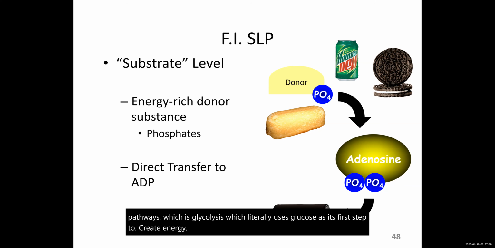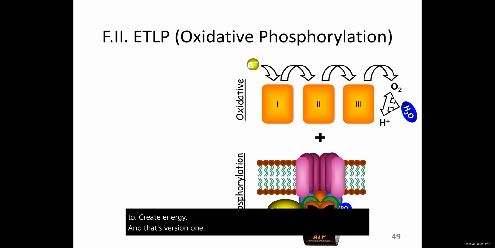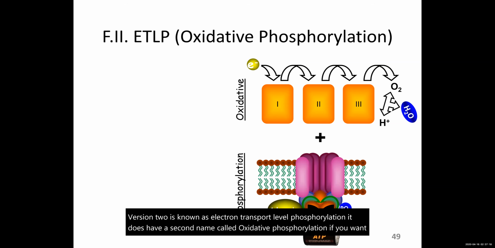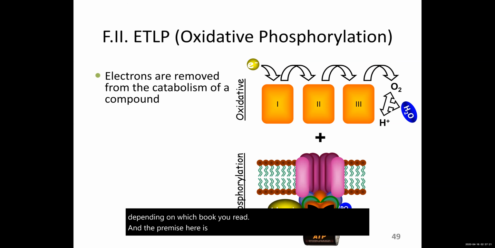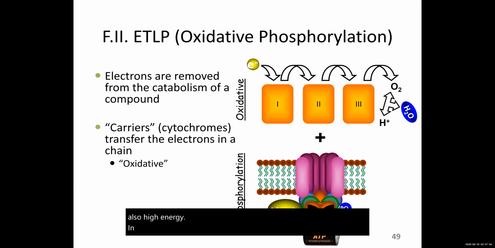Now that's version 1. Version 2 is known as electron transport level phosphorylation. It does have a second name, oxidative phosphorylation, depending on which book you read. And the premise here is two key steps put together. The oxidative part indicates the transfer of electrons. So what's happening here is you remove some electrons from something that is also high energy, and those electrons get transported through carriers, usually called cytochromes, and this exchange of electrons back and forth is the process of oxidation. The loss of electrons is oxidation.